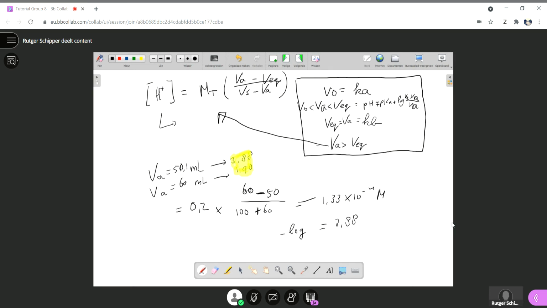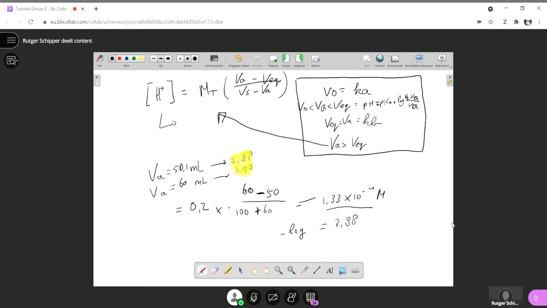Right, so the volume added is asked of us, let's see, 50.1, 60 milliliters. They both have the same calculation. I can perform one like I did here. So 0.1 molarity of the nitric acid times 60 minus 50 divided by 100 plus 60 gives us this proton concentration, which is directly relatable to the pH of 3.88. So for the volume added 50.1 milliliters, it's 3.88.